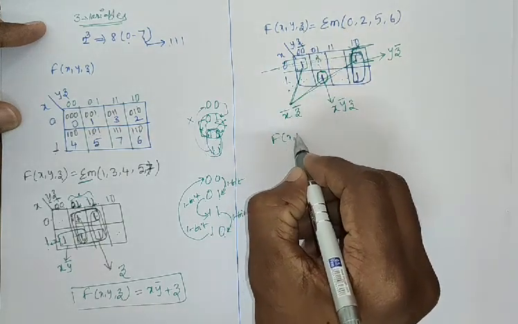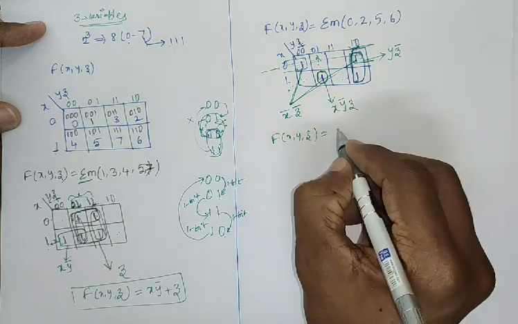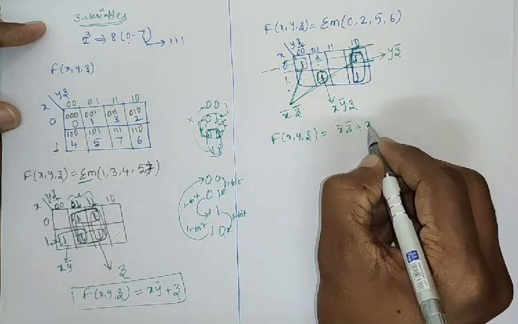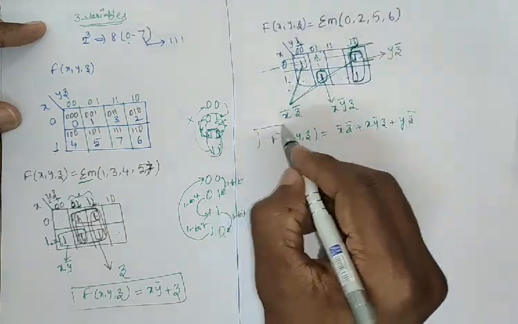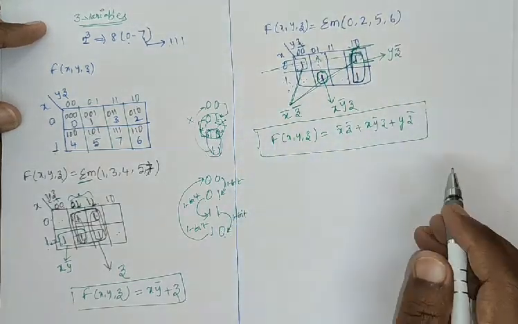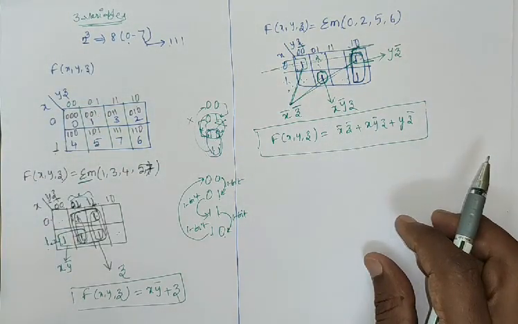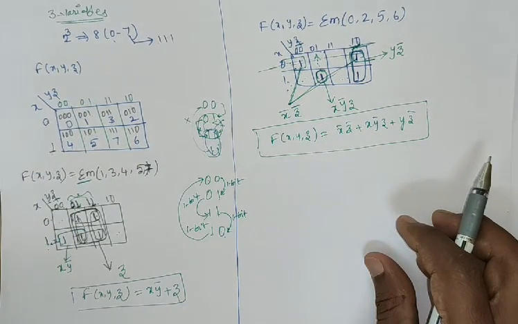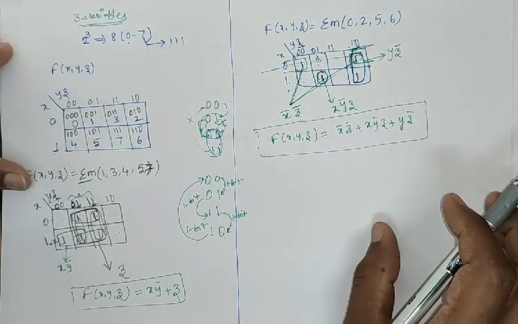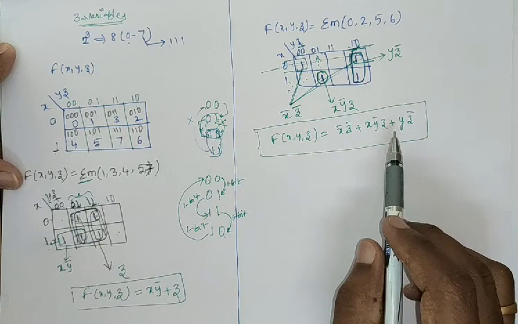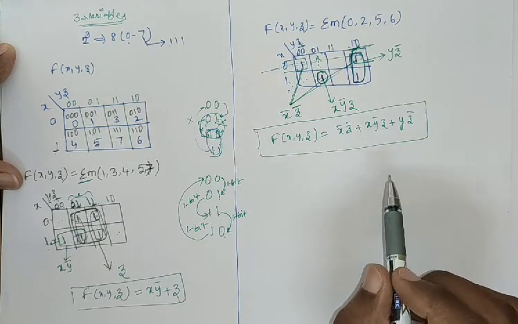Thus f of x comma y comma z is equal to x bar z bar plus x y bar z plus y z bar. Okay, so this is the minimized expression for the given 3 variables. Clear? So here in that output there are no common terms. That's why it's called the minimized expression.